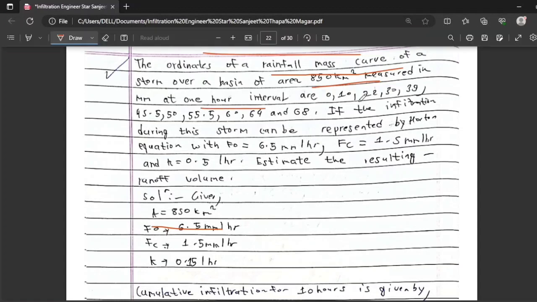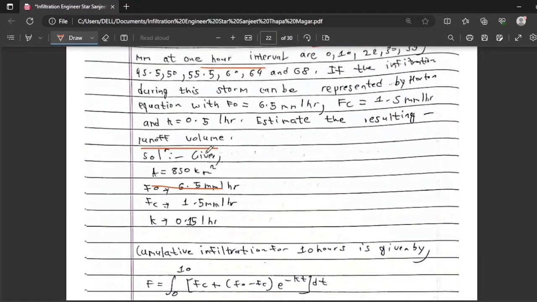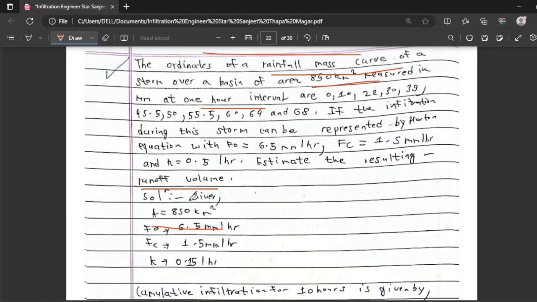At 1 hour interval. If the infiltration during the storm can be represented by Horton's equation, with f naught is 6.5 mm per hour, f c is 1.5 mm per hour, and k is 0.5 per hour, estimate the resulting runoff. We have to calculate the runoff. So these are the values given: f naught 6.5, f c 1.5, k 0.15.